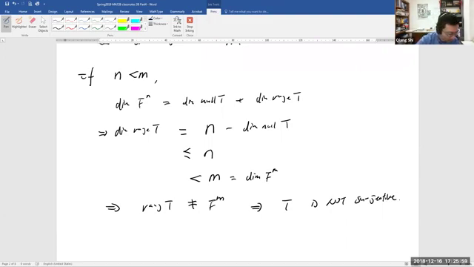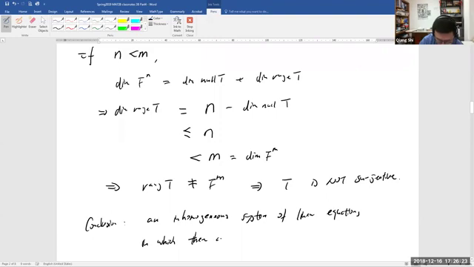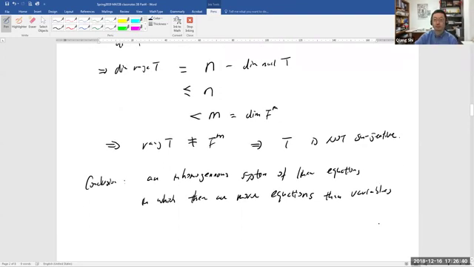So in other words, if we put this in plain language, that says an inhomogeneous system, because unless c equals 0, generally speaking it's an inhomogeneous system of linear equations in which there are more equations than variables, because there are m equations and n variables. So m bigger than n means the number of equations is bigger than the number of variables.